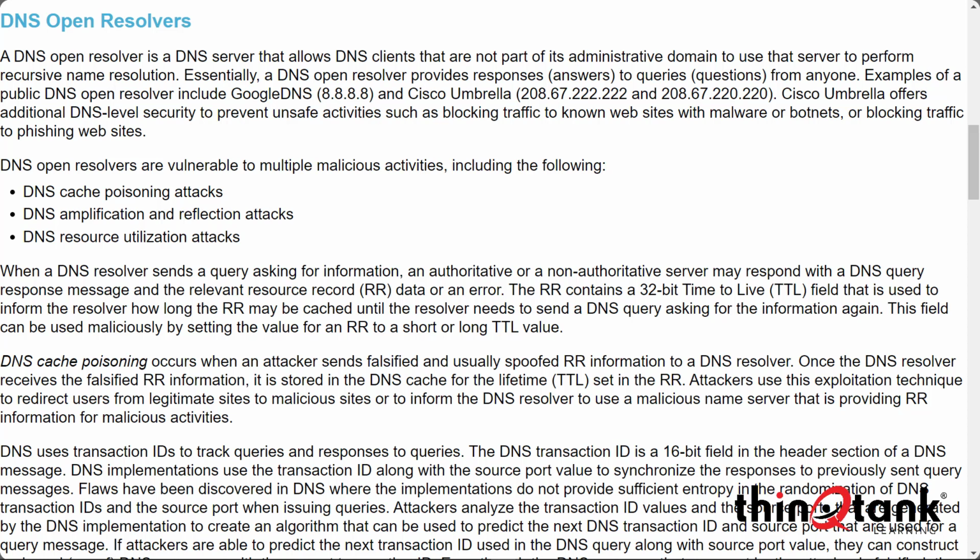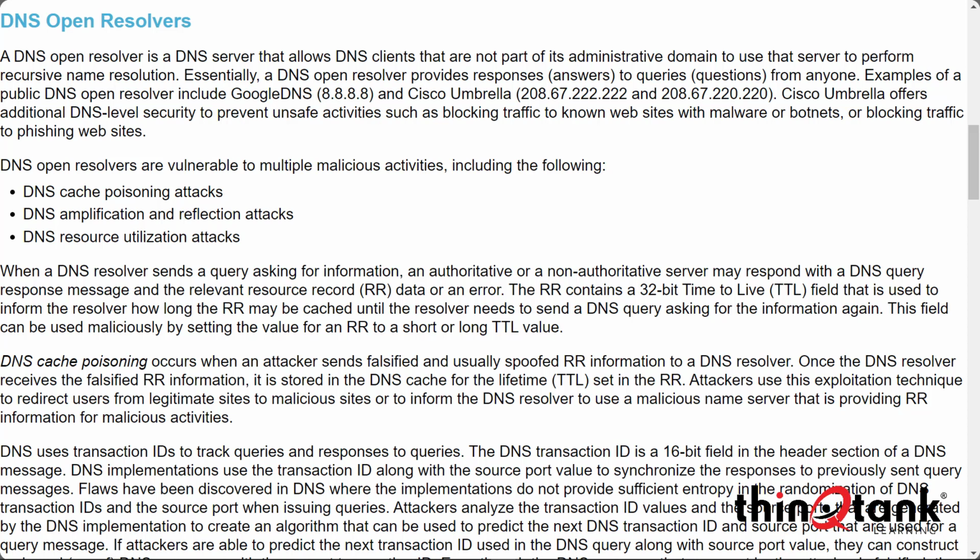Okay? Now we see listed here in the book, it says when a DNS resolver sends a query asking for information, the authoritative or non-authoritative server, an authoritative server would be one within our domain, and a non-authoritative server would be one outside of our domain, could respond with the DNS query response message with that resource record or the data. And inside of that resource record is that 32-bit time to live field that's used to inform the questioner, the resolver, how long that resource record could be cached before it needs to send a query again requesting that same information. All right.